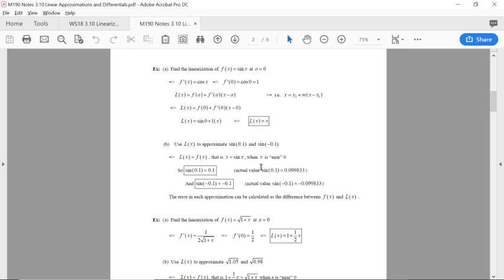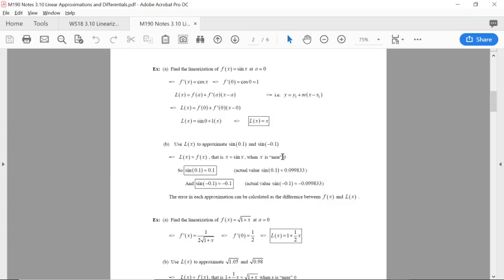Now we can find out how large an error we got by doing this approximation. The error is found because we know what the actual sine of 0.1 is if we use the calculator. Note that the input value is a real number, so we should be set in radian mode. So the sine of 0.1 using the calculator gives us this quantity here. Now what is the error? The error would be the difference between the linear approximation, 0.1, minus the actual value.